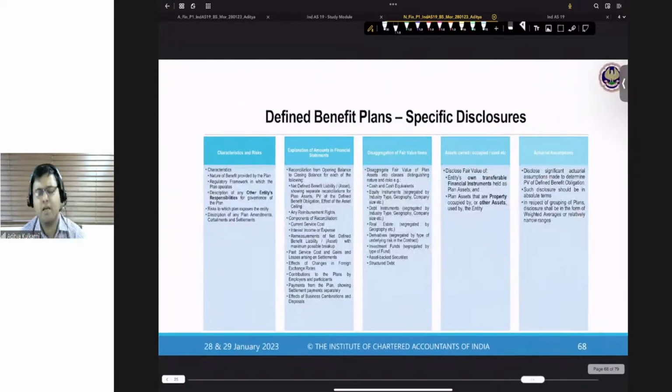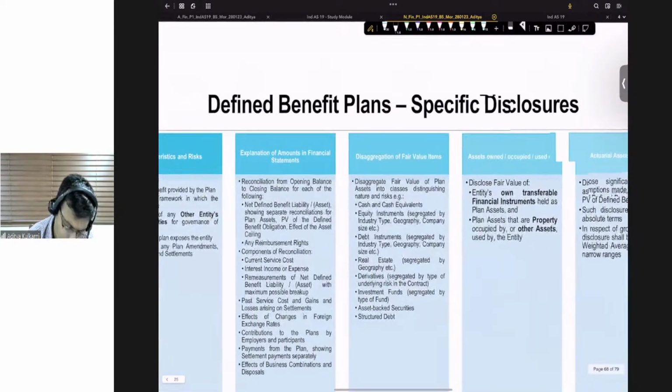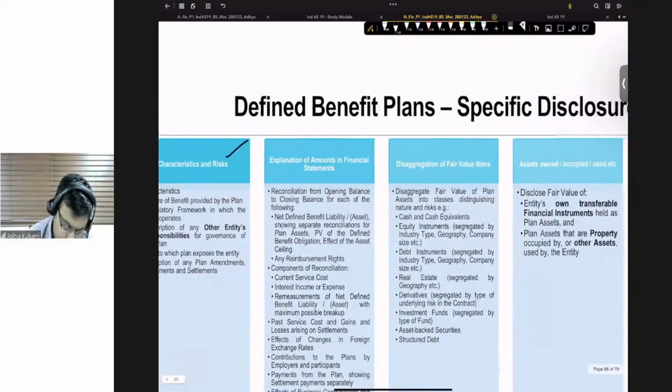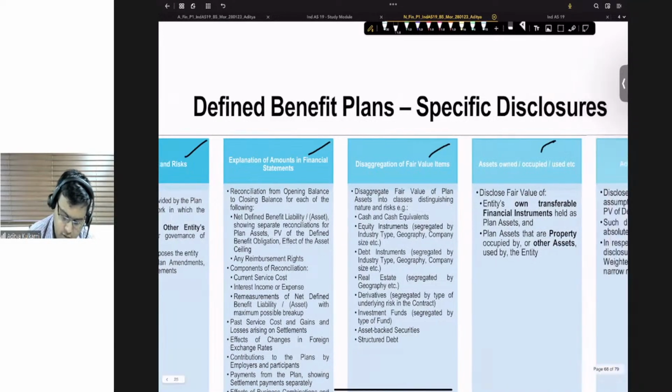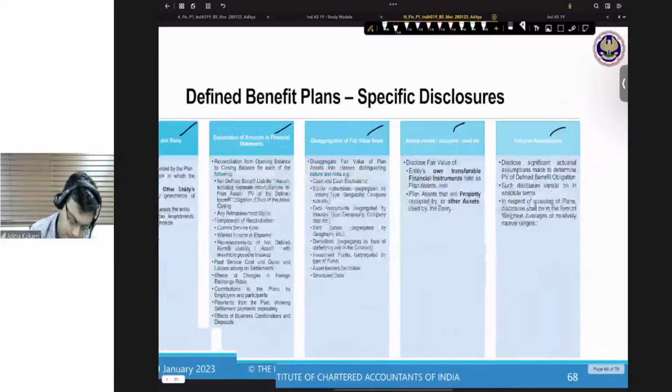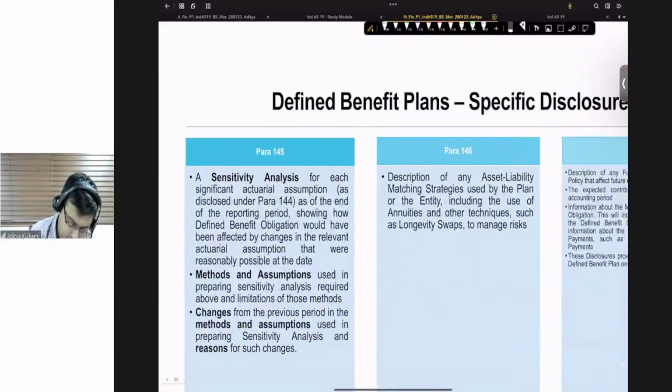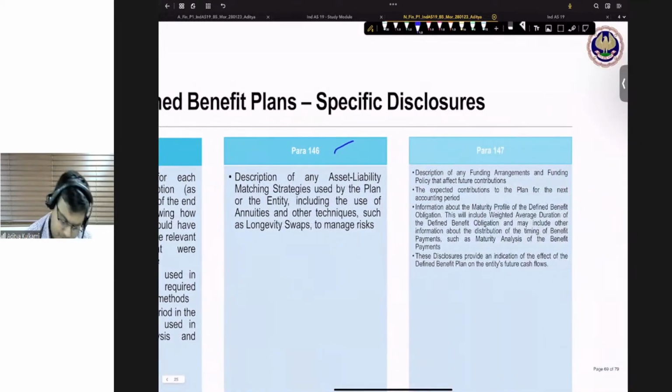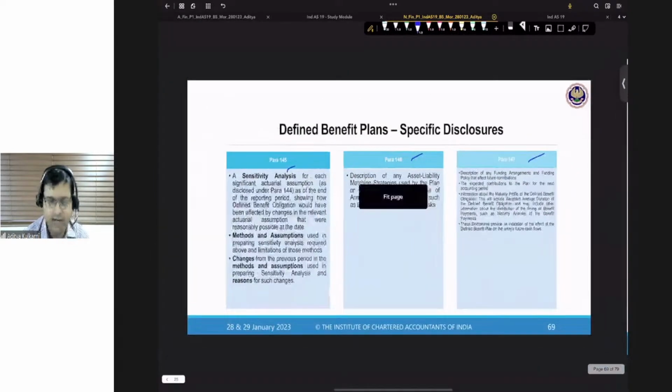It's fairly simple. You have these disclosures, what all you have to disclose: characteristics and risks, amounts in financial statements, disaggregation, assets owned, occupied, used, etc., actuarial assumptions, and sensitivity analysis. Like if your discount rate goes up by 1%, what is the impact on the obligation? If the discount rate comes down by 1%, what is the impact? If your attrition rate goes up by 1%, what's the impact? Goes down by 1%, what's the impact? You will have to give a sensitivity analysis. And then any asset matching strategies used, including use of annuities, swaps, etc. Any funding arrangement that would affect the future contributions.